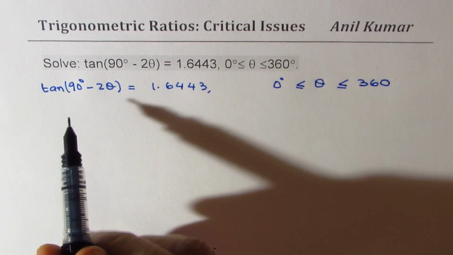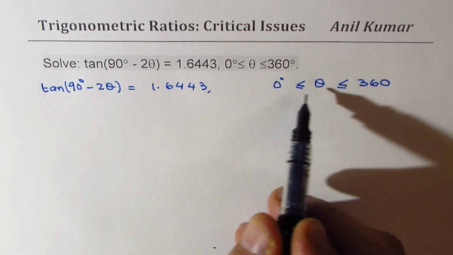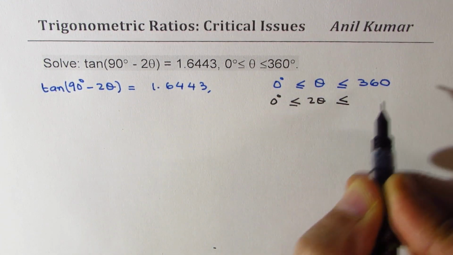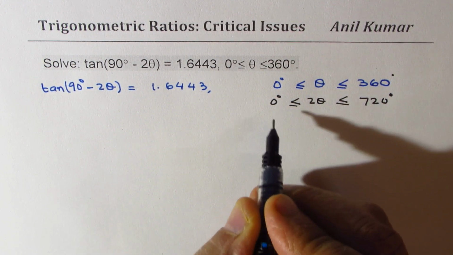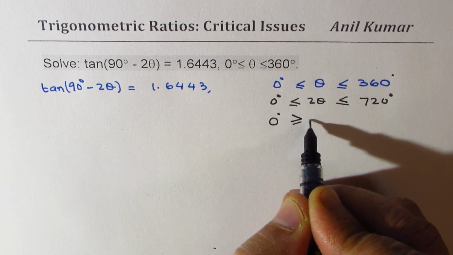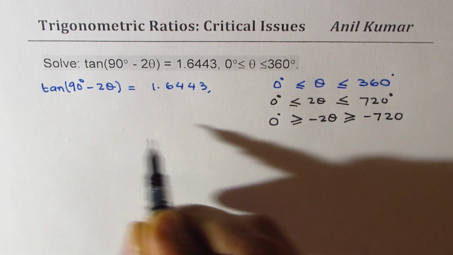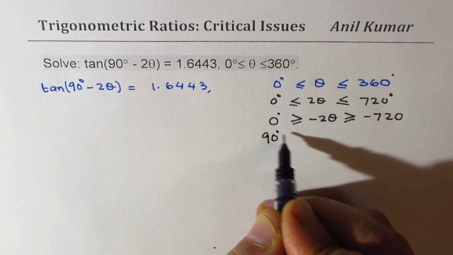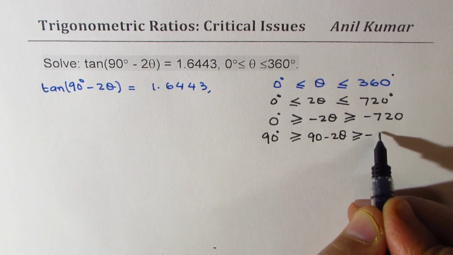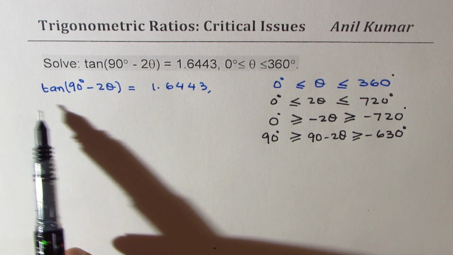Now remember, we are looking for 90 degrees minus 2 theta. So we have to change this domain. To change it, we can multiply by 2 first. So we get 0 degrees less than or equal to 2 theta less than or equal to 720 degrees. We need minus, so when you multiply by minus, the inequality signs change. This is a very important step. Now we have to add 90 degrees. So you get 90 minus 2 theta, and when you add, you get minus 630 degrees. So that becomes your modified domain.